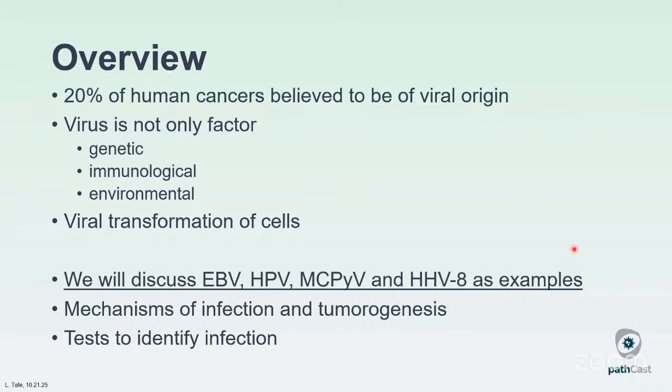It's believed that up to about 20% of human cancers are thought to be of viral origin or associated with viral infection. Of course, virus infection alone is not always the only factor. There can also be genetic reasons as well as immunologic and environmental factors too. But viruses are known to have the capacity to transform cells. Today, we're going to focus on these four main viruses, but we're going to talk about the rest of them as well. We're going to focus in on some of the mechanisms of infection and tumorigenesis, and some of the tests we use in the clinical laboratory to identify these entities.